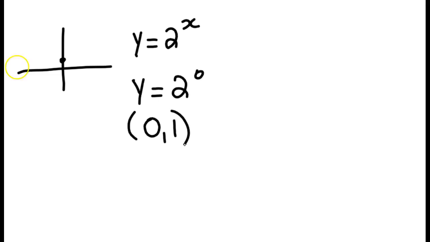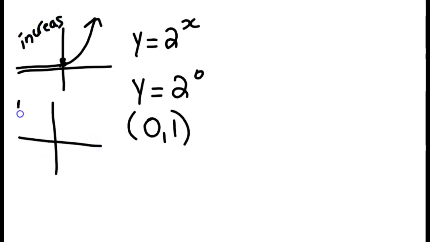So this is what an exponential graph looks like if it's increasing. It's starting, it doesn't cross our x-axis, it crosses through 0 and 1, and then it increases. So this one would be an increasing one. And, oops, that's kind of ugly, but this would be decreasing.